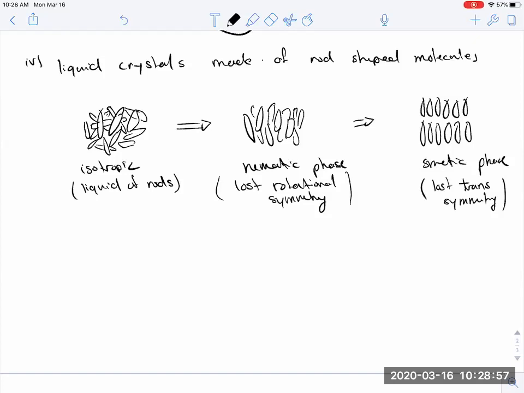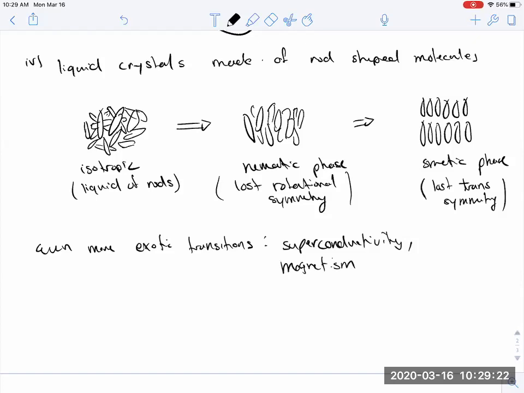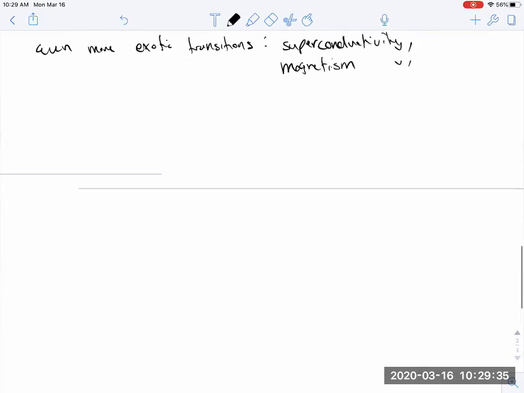And there's a whole host of other transitions you might have heard about, things like superconductivity, for example. Magnetism is a kind of phase transition. They're responsible for your fidget spinners and a whole host of other things. And so what we're going to try to do now is to find some unifying principles for all these sorts of transitions.